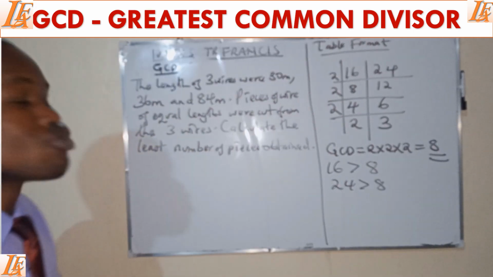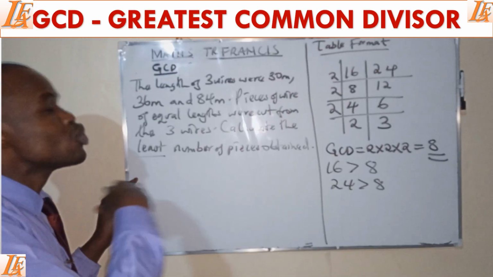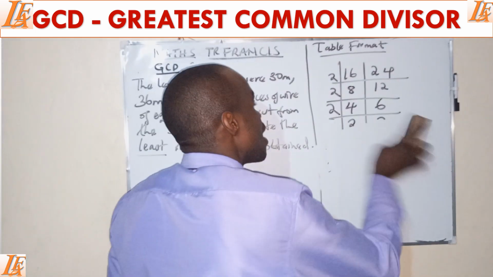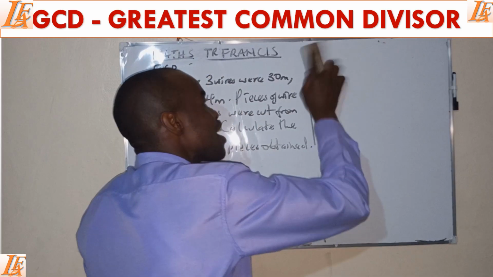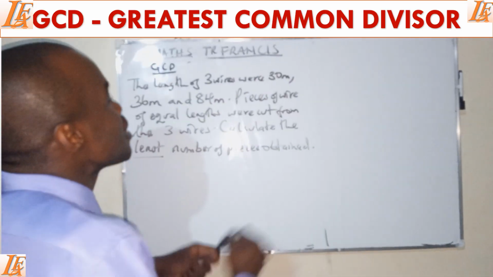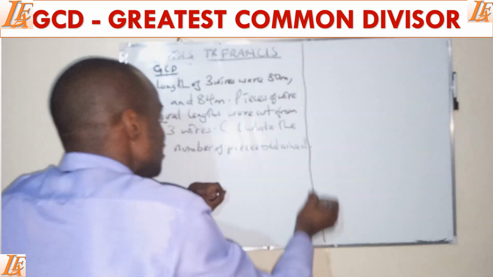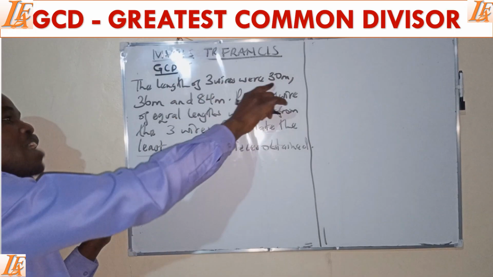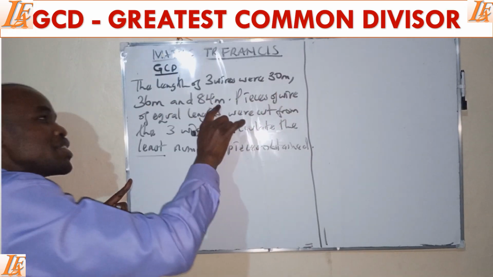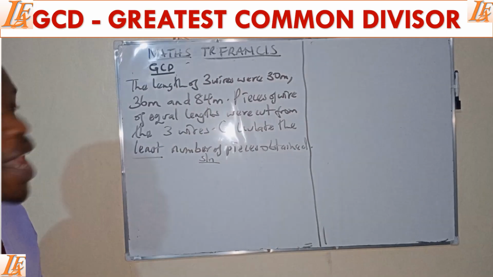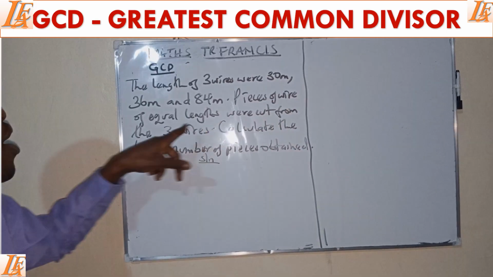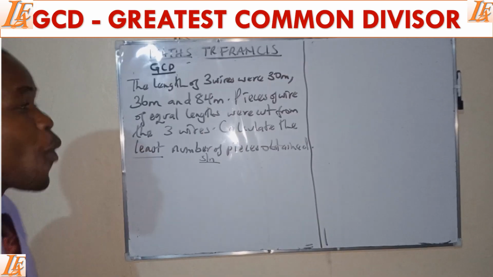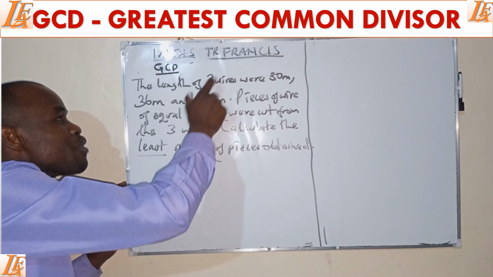One of the major mistakes students make is that when they see the word least, they just start doing LCM, not knowing they are asked to find GCD. So I want to give you a way to understand so that next time you don't fail in knowing whether it is GCD or LCM. Now let us reason. We have three wires. One is 30 meters, the other is 36, the other is 84. From these three wires, we obtain pieces of wire of equal length that were cut from them.